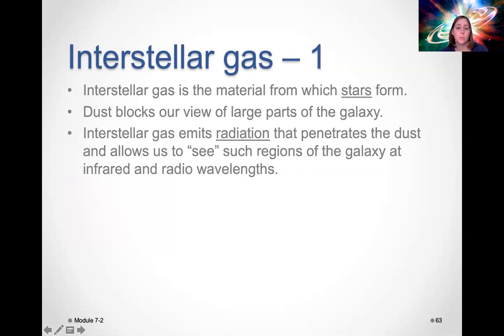Interstellar gas is the material from which stars form. Dust blocks our view of large parts of the galaxy. Interstellar gas emits radiation that penetrates the dust and allows us to, quote unquote, see such regions of the galaxy at infrared and radio wavelengths. Again, we can't actually see it with our naked eye, but we can use radio waves and infrared telescopes to detect those wavelengths.